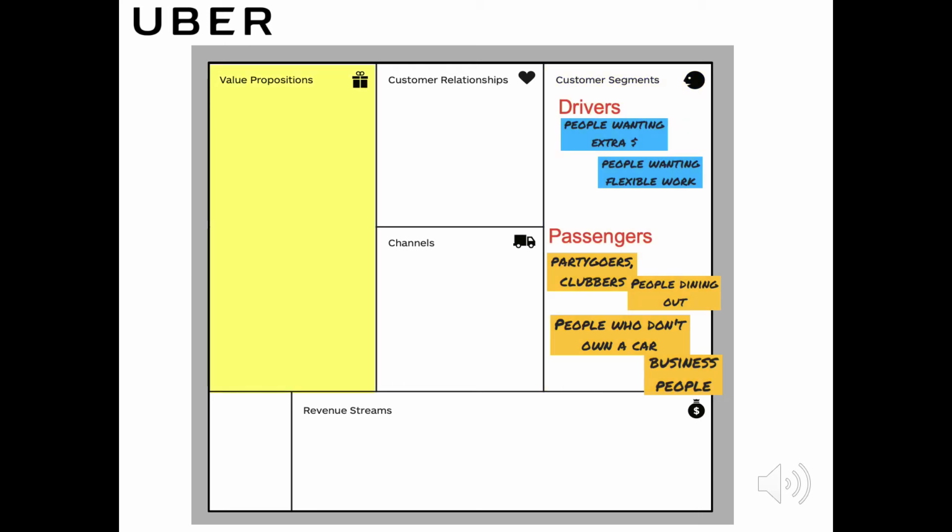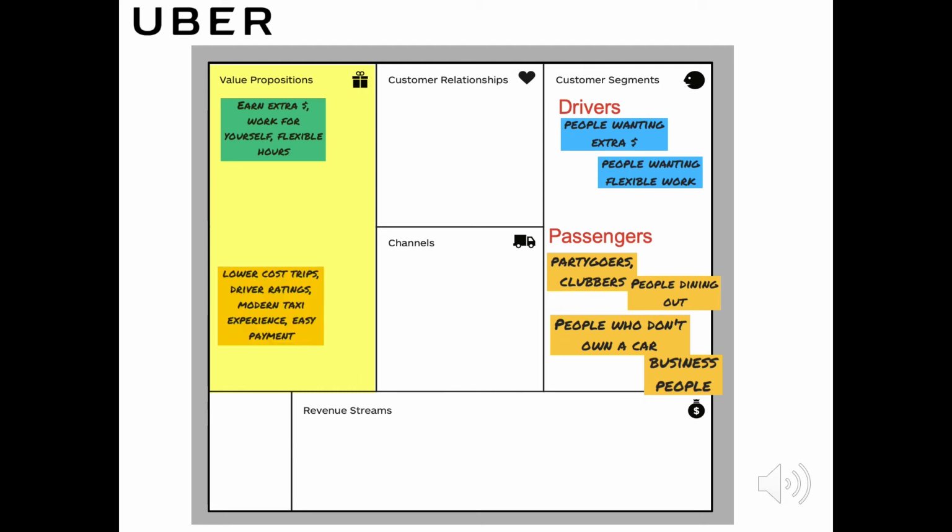Then turning to the value proposition that Uber provides for each of these customer segments. So in terms of the drivers, key value propositions are the ability to earn extra money, the ability to work for yourself, and flexible working hours. In terms of the passengers, it's things like lower cost trips compared to taxis or driving yourself potentially, the driver ratings that give peace of mind and a bit of safety, and a more modern taxi experience, particularly when they first launched, particularly because of their easy payments.